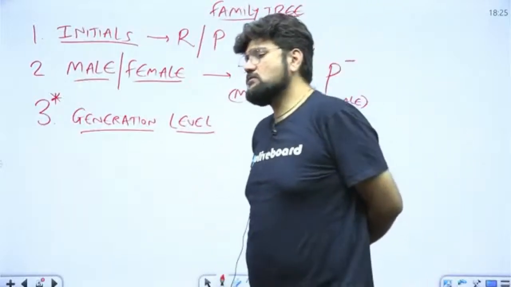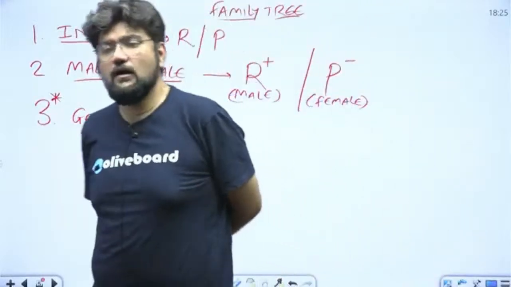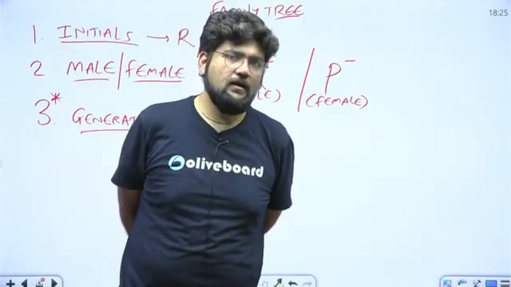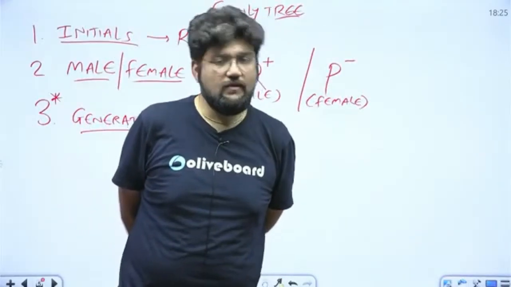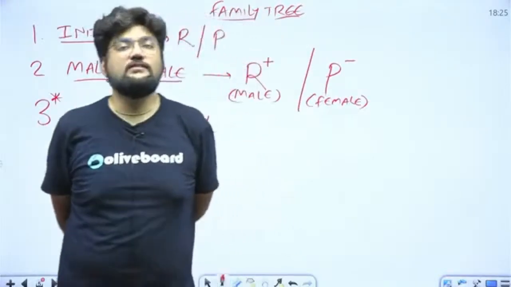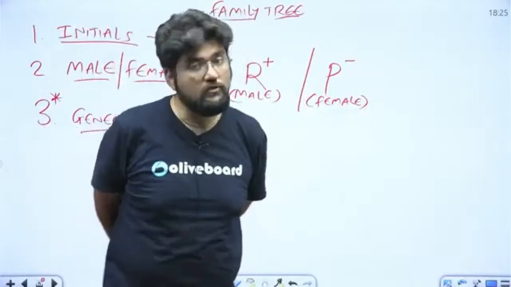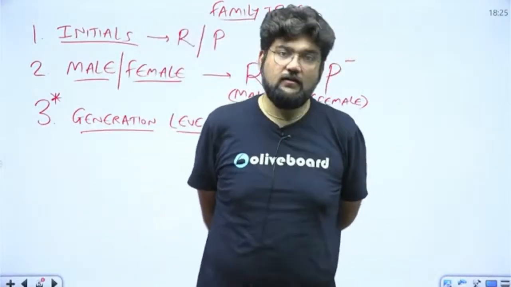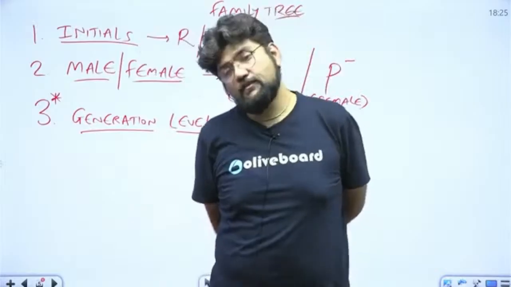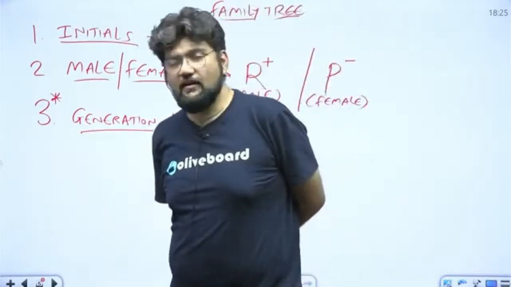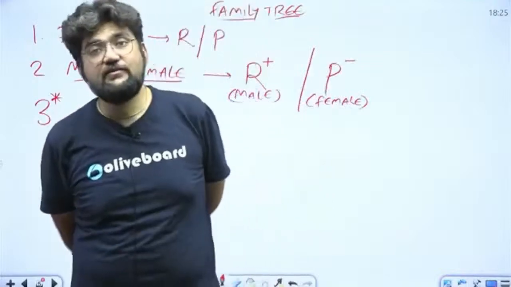Why? Because let's suppose I am talking about my uncle. So my father's brother is my uncle. My father's younger brother is my uncle. My father's elder brother is my uncle. My father's sister's husband is also my uncle. My mother's brother is also my uncle. My mother's sister's husband is also my uncle. Okay, so there are multiple uncles on that level and I cannot differentiate between them easily.